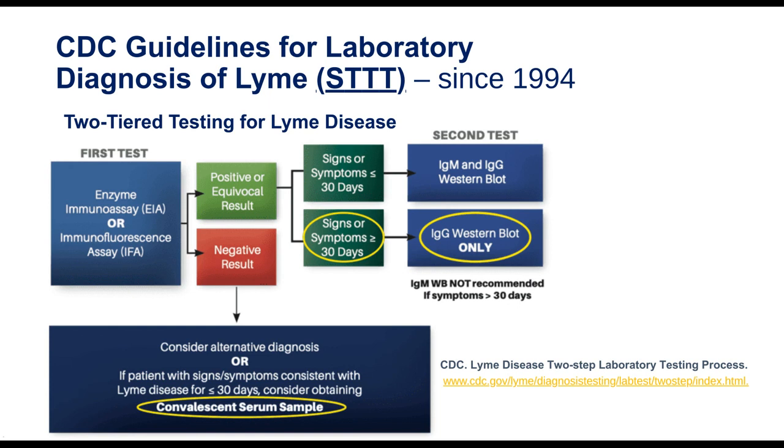So here is the diagram of the STTT. Start with one test on the left-hand side, and if it is equivocal or positive, do a second-tier test. And the yellow circles are to remind you that it is strongly advised not to do IgM Western blots in patients who are symptomatic more than 30 days because of the number of false positives and false negatives. The circle at the bottom of this page reminds you what I mentioned already, that if you suspect Lyme and the test is negative, please do another test. And acute and convalescent serologies are invaluable for many infectious diseases.